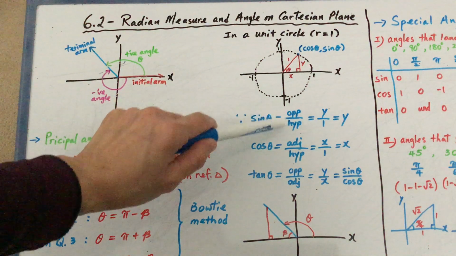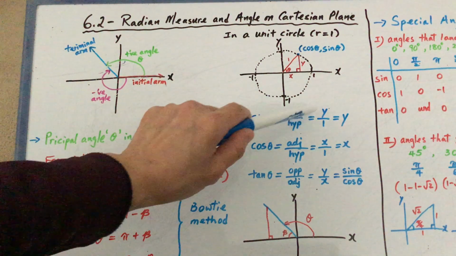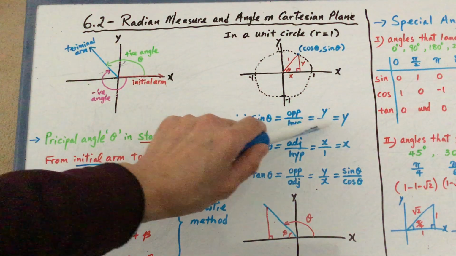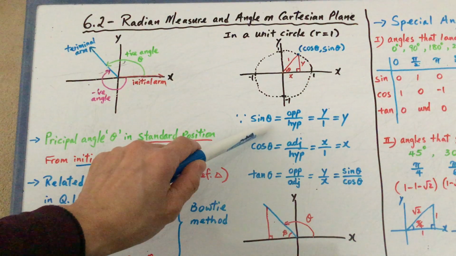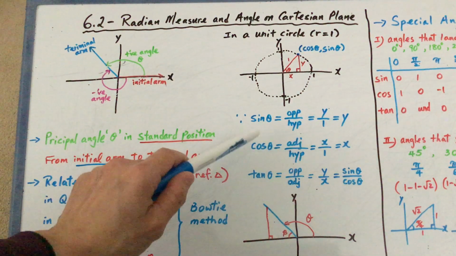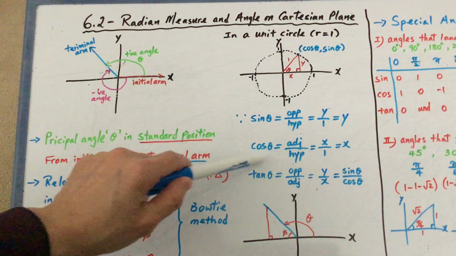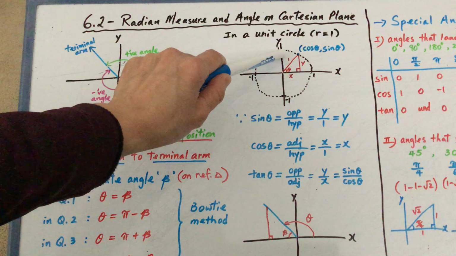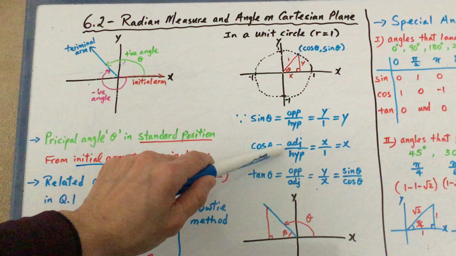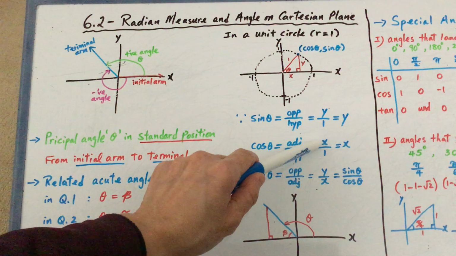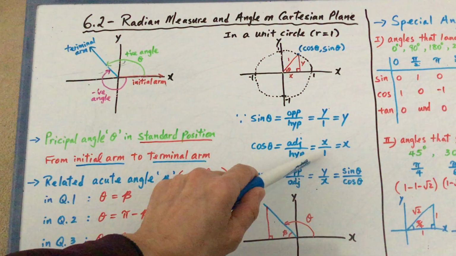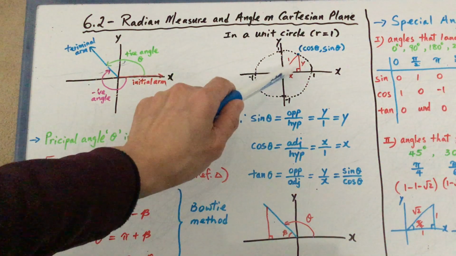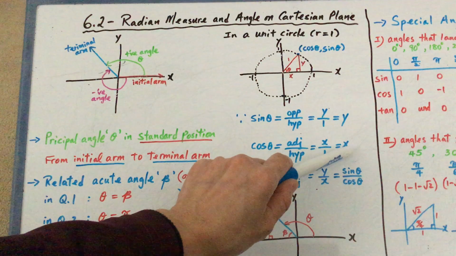So when you take the opposite over the hypotenuse, you're taking some y length over the 1, and you will end up with the y. So sine theta is just equal to the y. And if you're taking the cosine of that angle, so cos theta, you're taking the adjacent over the hypotenuse. So again, the adjacent is some x length divided by the hypotenuse, which is equal to 1. So you will end up with the x. So cos theta, cos of that angle, will always give you the x length.